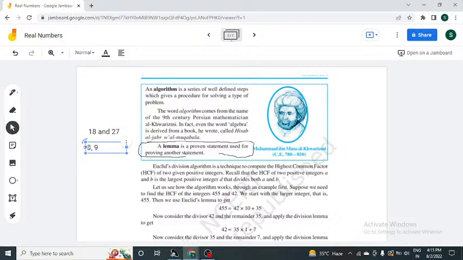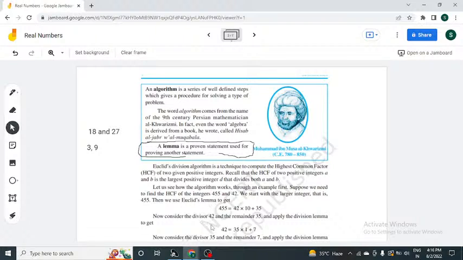Now you must be wondering that we can easily find out the HCF using prime factorizations, like we have been doing. Then what is the need of learning this lemma? Well, we all have been doing this, but we just didn't know that we were using this lemma to find out the HCF. And this algorithm works for bigger numbers as well. For example, if you want to find out the HCF of the integers, say 455 and 42, you can use this algorithm to find out the HCF of these numbers.